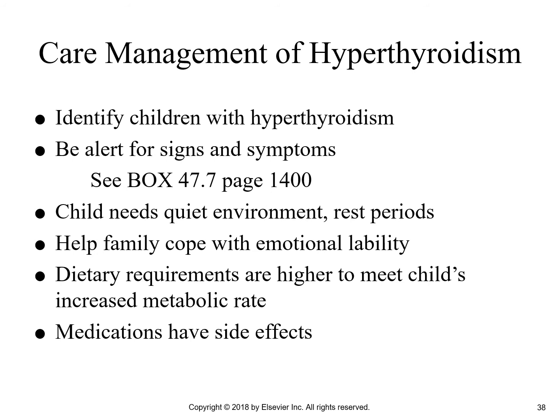So we need to identify children with hyperthyroidism. Be alert for signs and symptoms. See page 1400, box 47.7. The child needs a quiet environment and rest periods, and the family needs help coping with emotional lability. Dietary requirements are higher to meet the needs of the increased metabolic rate in these children, and know the medication's side effects.